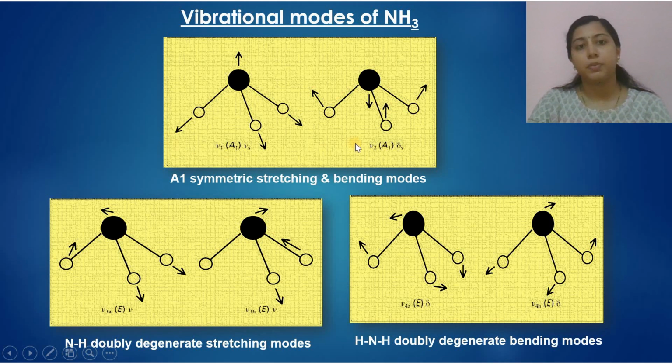Nu1 and Nu2 represent the symmetric stretching and bending vibrational modes respectively, belonging to the A1 representation, the totally symmetric representation. Nu3A and Nu3B represent the doubly degenerate stretching modes. Nu4A and Nu4B represent the doubly degenerate bending modes.